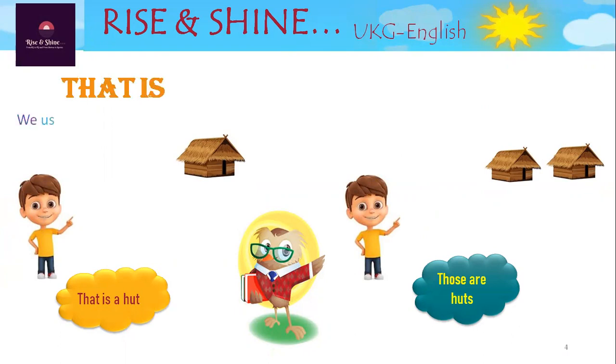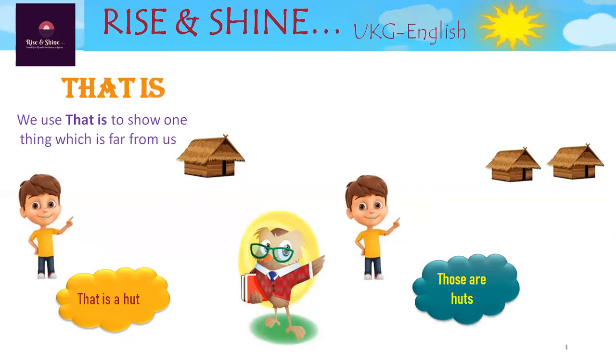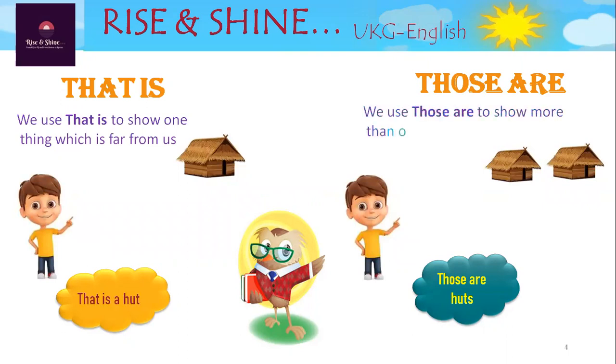So we use that is to show one object or one thing which is far from you. And opposite to this, those. The object which is far from you and more than 1 in number. That is, which is plural. So you use those are. We use those are to show more than one thing which is far from you, or far from us. So for singular, we use that is, and for plural, we use those are.